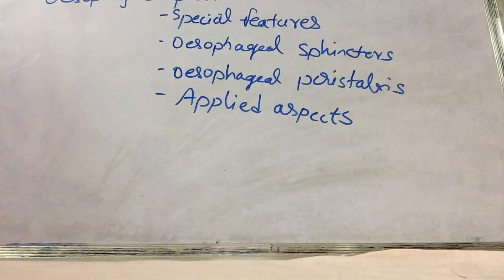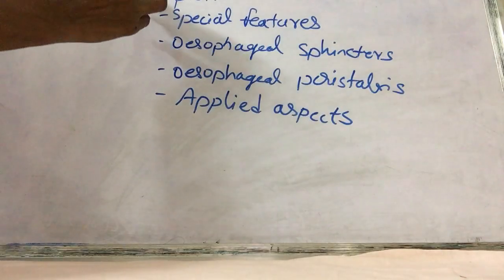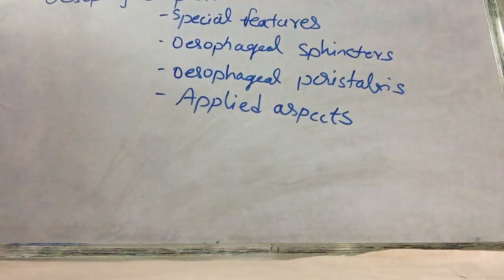Please take down these points so that you will know what are the things you have to cover in the topic deglutition. First we'll talk about the esophagus, that is the parts of esophagus, special features, esophageal sphincters, esophageal peristalsis, and applied aspects.